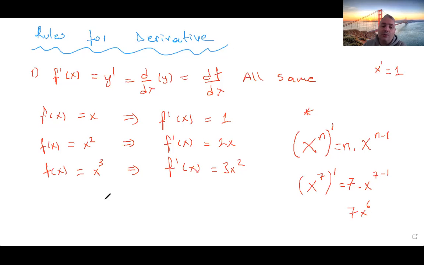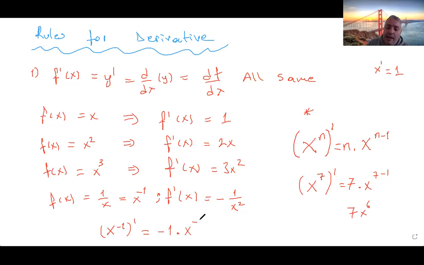n is the power. We take the power in front of the x, so 7 times, and we decrease the power by 1. So similarly, if you have f of x is 1 over x, it means x to the power of negative 1, so f prime of this will be negative 1 over x squared. The reason is the same. The derivative of x to the power of negative 1 is negative 1 comes in front and we decrease the power by 1. So negative 1 times x to the power of negative 2, which is negative 1 over x squared.